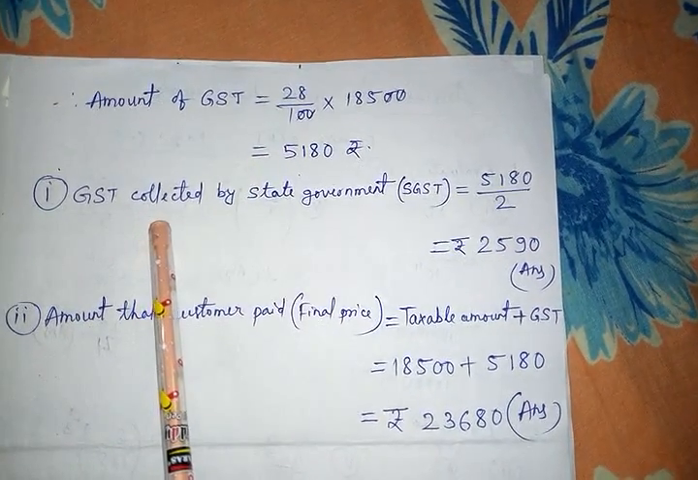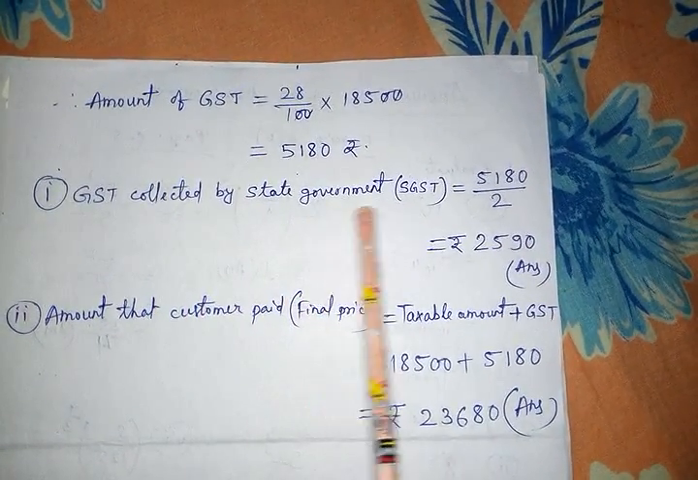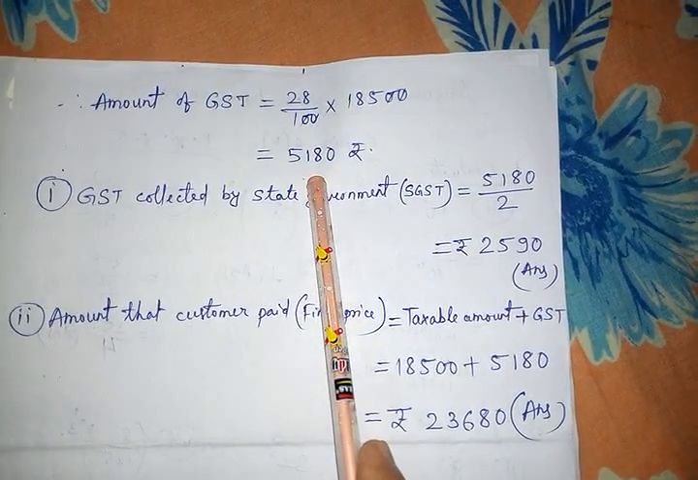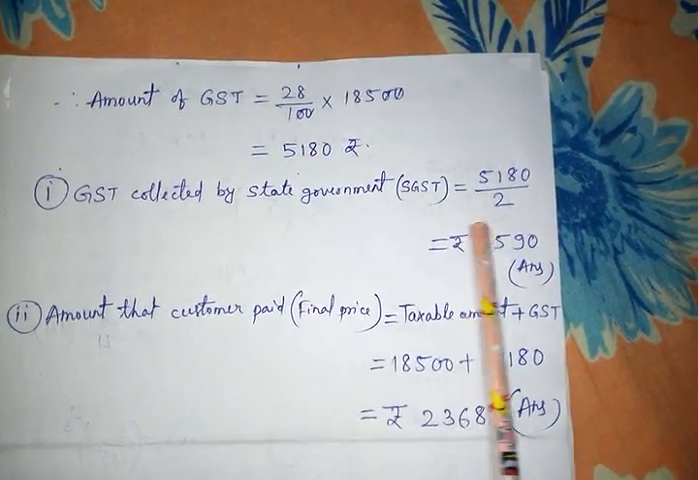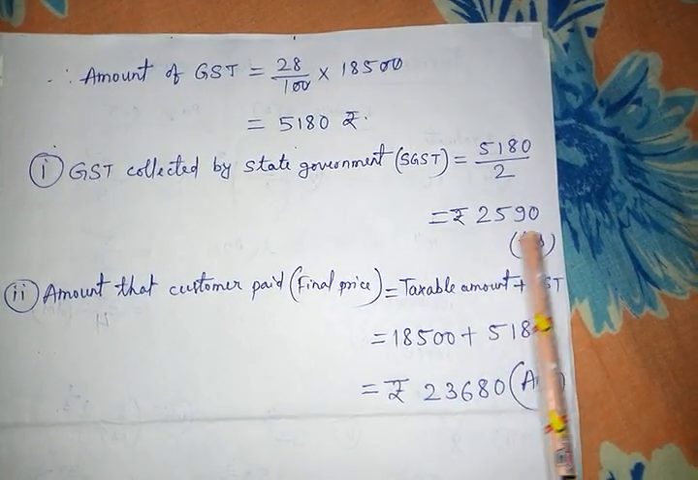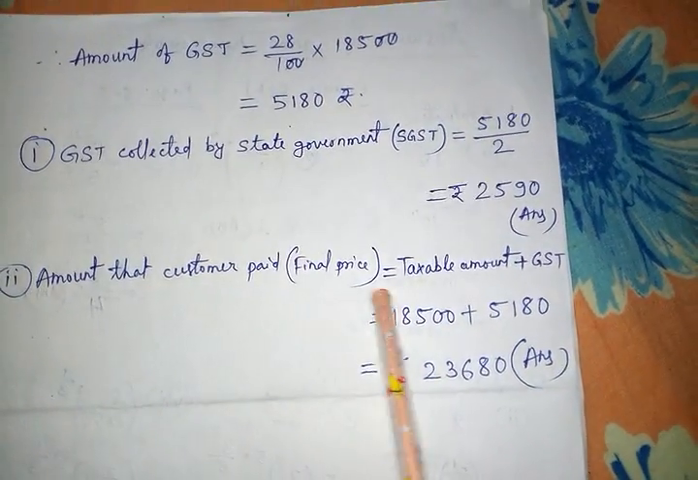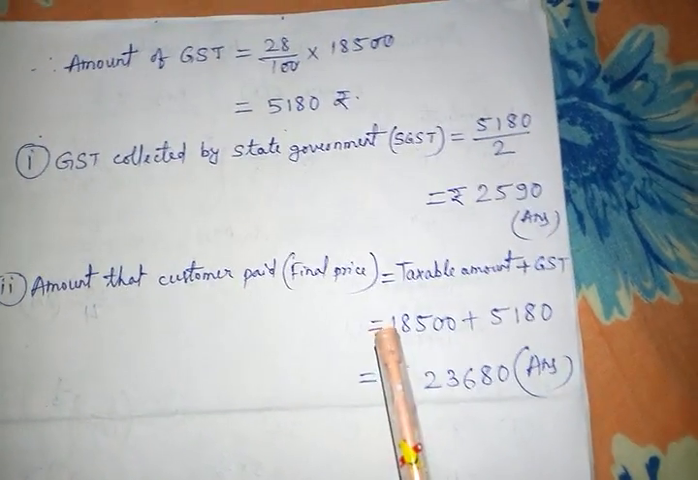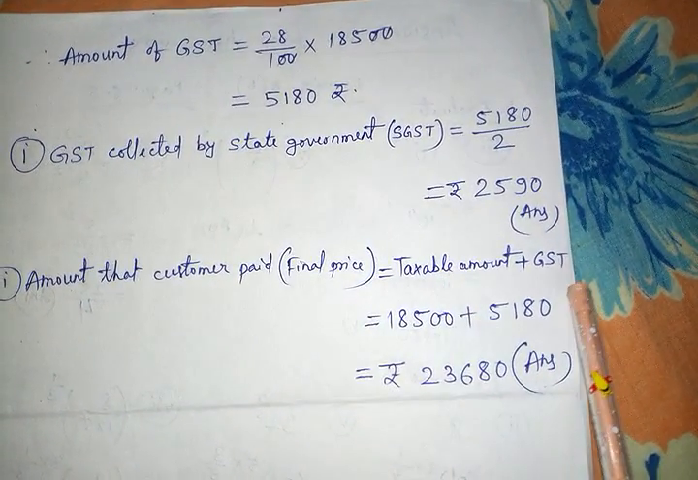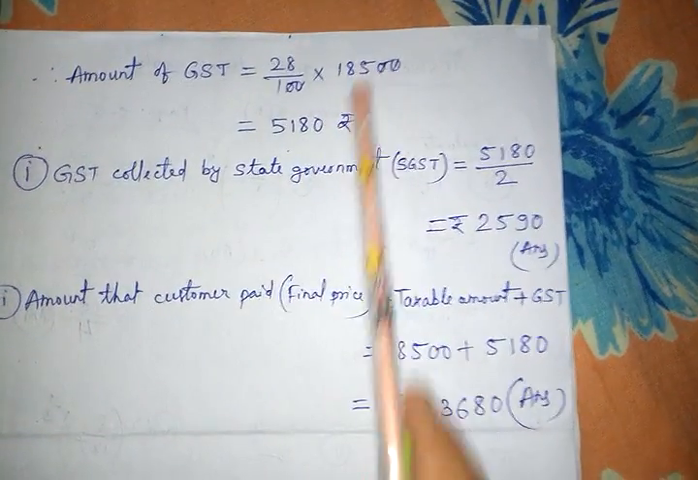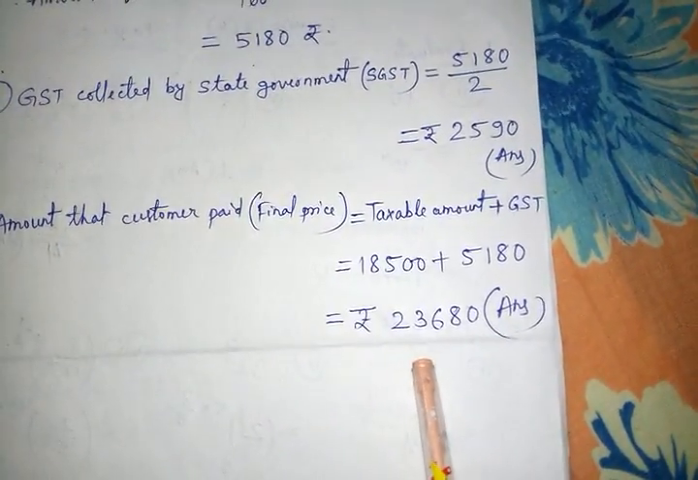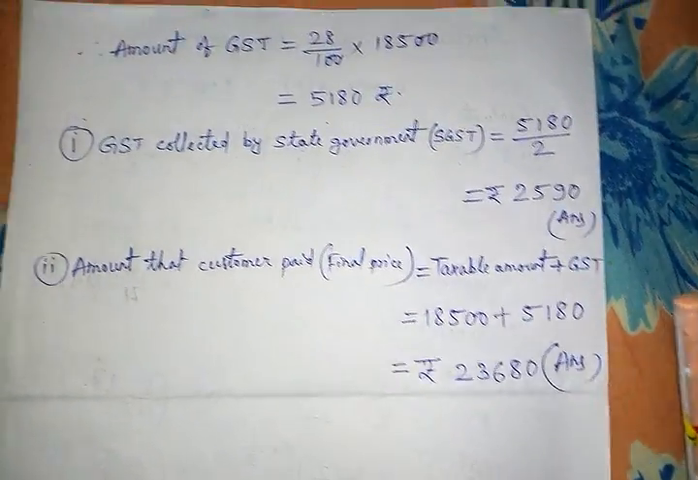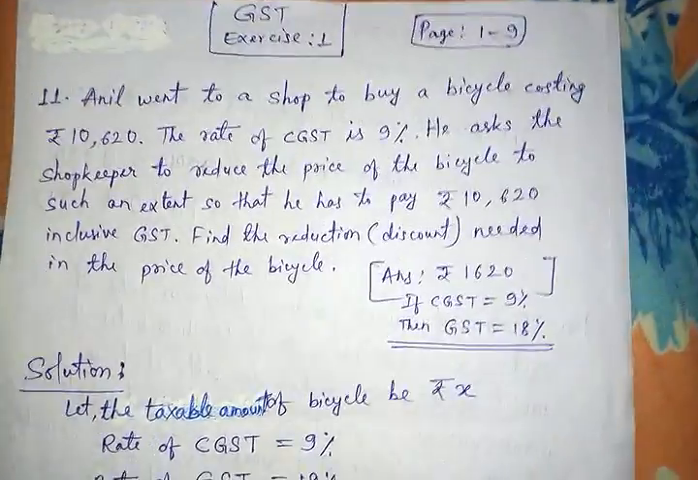Now the first question asks, find the state government GST, that is SGST. So we need to divide it by 2 because it is divided equally among the state government and central government. So we have to divide by 2. So 2,590 will be our answer. And the final price, at which the customer has to buy or the customer paid for the TV, is taxable amount plus GST. This is GST and this is the taxable amount. So when we add, 23,680 rupees is our answer. The question is in a chain system and a long question, but very easy to do.